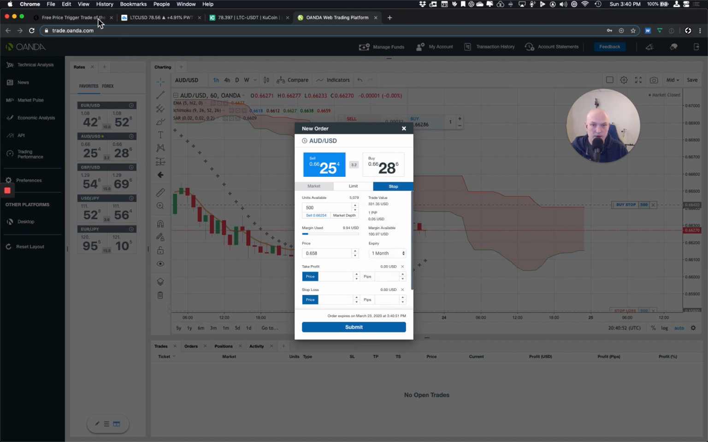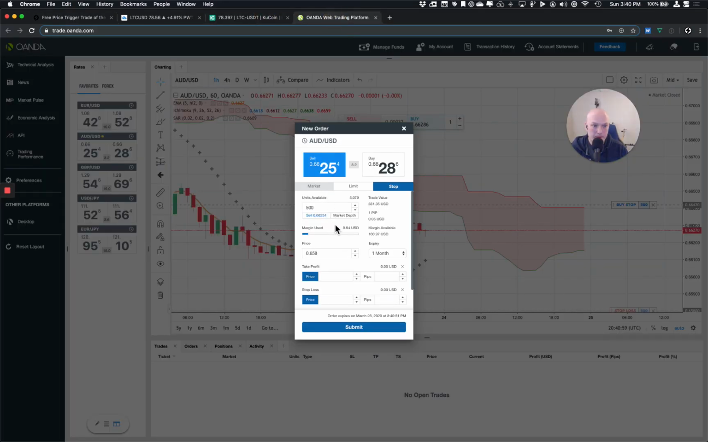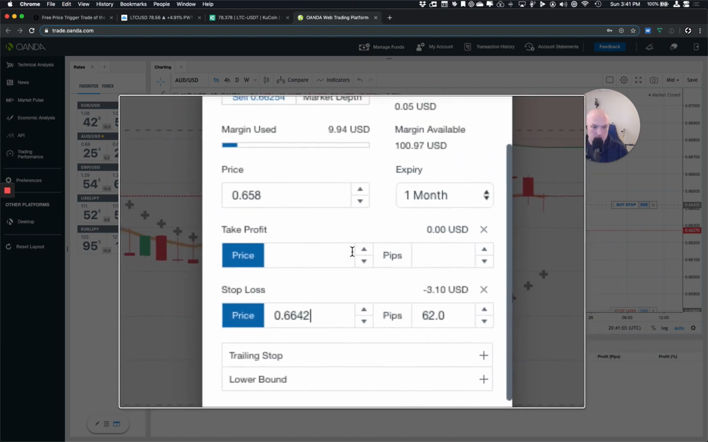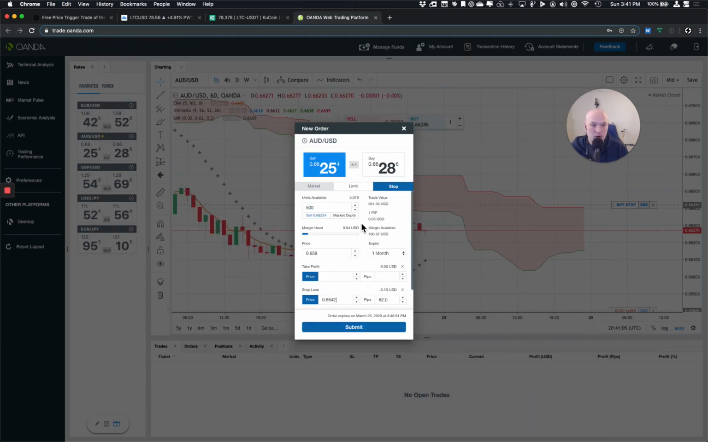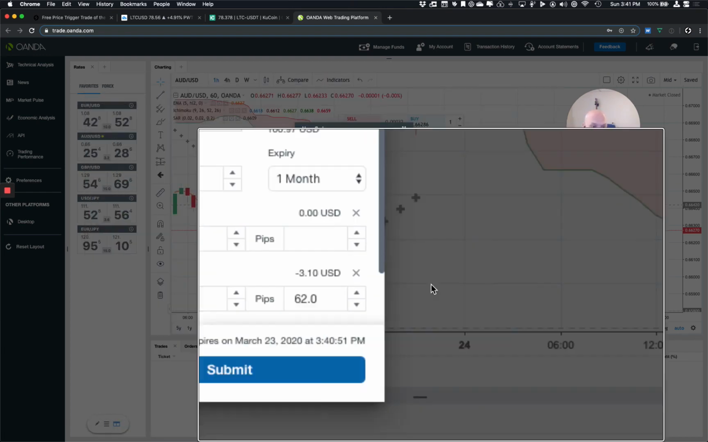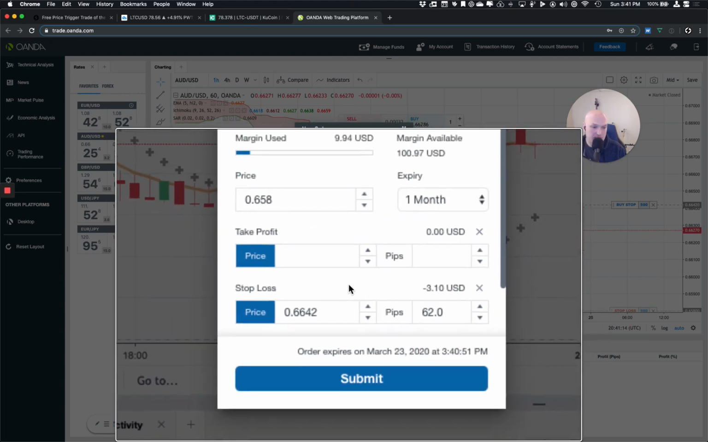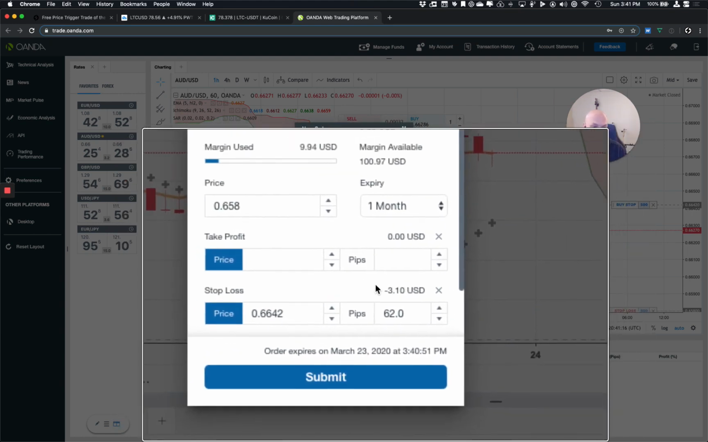Expiry, I put it a month. And then the short stop loss, I grab that and put it in stop loss. Now, one thing you see here, the stop loss between the price, that's actually a little bit bigger than is often the case. It's kind of a $3.